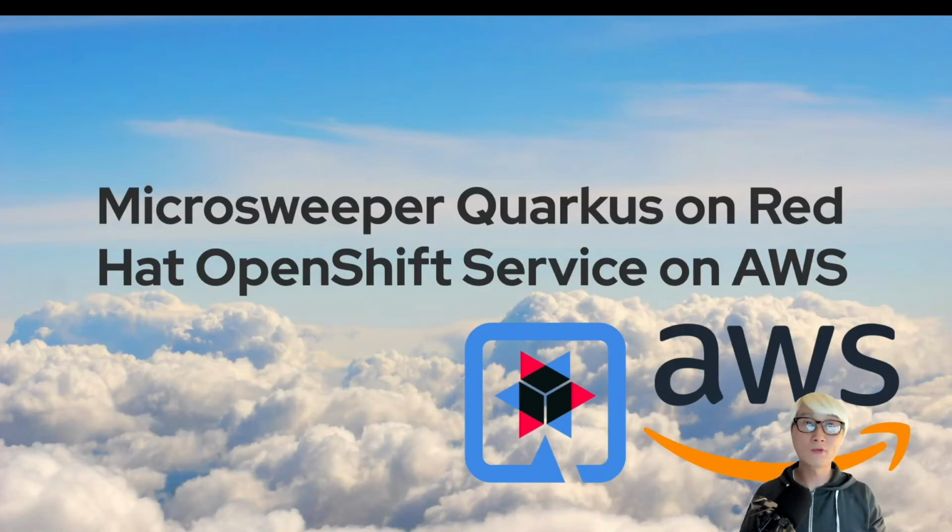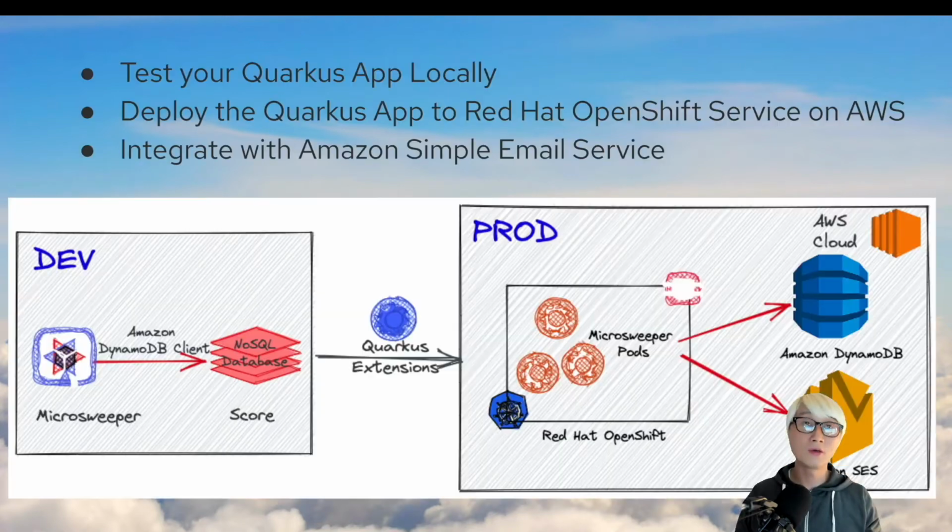Hi everybody, welcome back. Another technical demo around the Quarkus application. In this video, I'll showcase how to deploy the Microsweeper Quarkus application on Red Hat OpenShift Service on AWS, also known as ROSA. Let's get started.